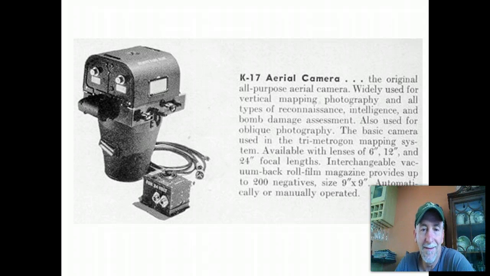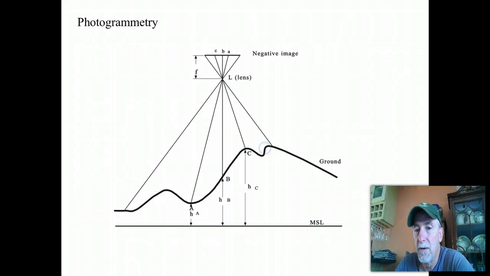This is the K-17 aerial camera that came from the Fairchild Aircraft Company, beginning first in World War I, but then through World War II. And so these surplus cameras were used for most of the civilian photography that we have in our archive of photography.